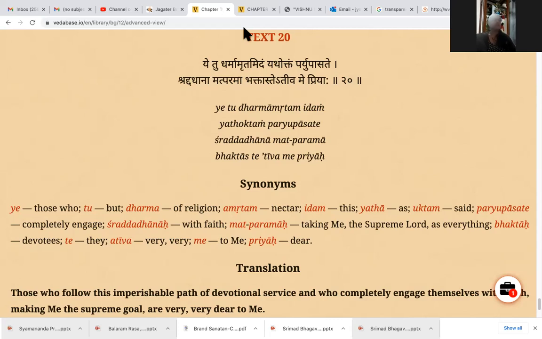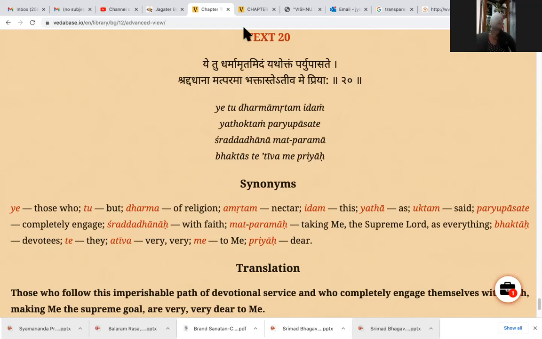Dharma amritamidam. So dharma indicates religion. Amrita is of course nectar, divine nectar. Idam indicates this. So when the Lord says this, he refers to the path of bhakti yoga. So dharmamritam idam: the path of bhakti yoga is the nectar, the essence of religion.